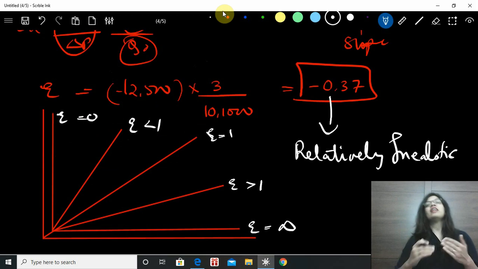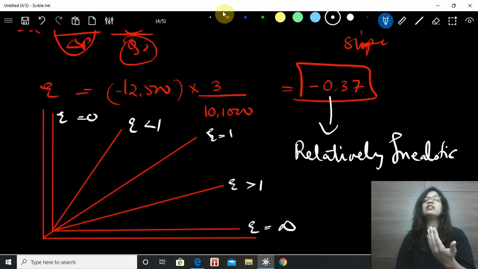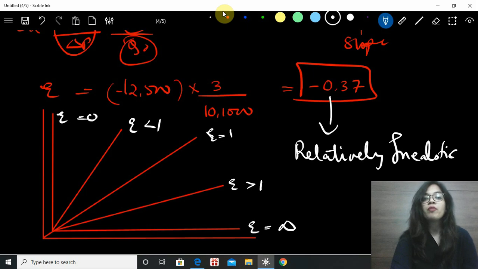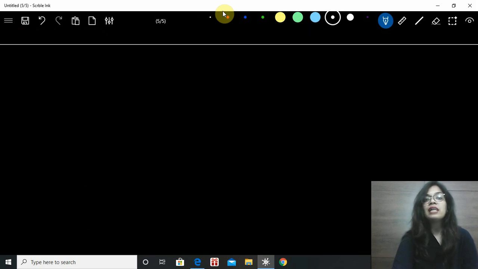If it is greater than 1, it is elastic. If it is less than 1, it can be relatively inelastic, right? If it was greater than 1, it will be relatively elastic. So this is how you find out the elasticity of a product. Now there are different types of elasticities.